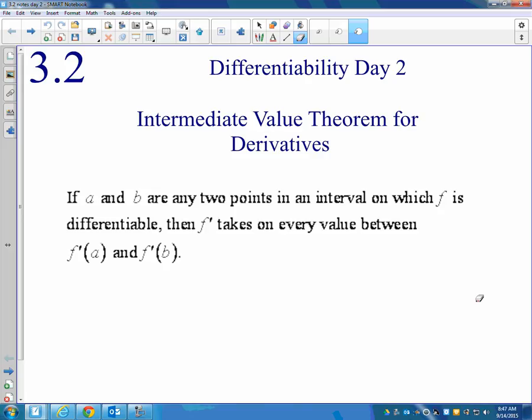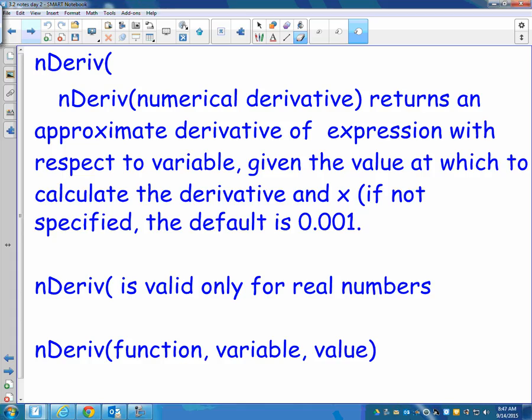The other big thing today is how to do derivatives on your calculator. That's exciting, right? So there's this button on your calculator called inderiv. That's what we call it. And so inderiv is a numerical derivative, which means it only works if you're taking the derivative at a point, right? So if you want it in terms of x, it doesn't do that for you.